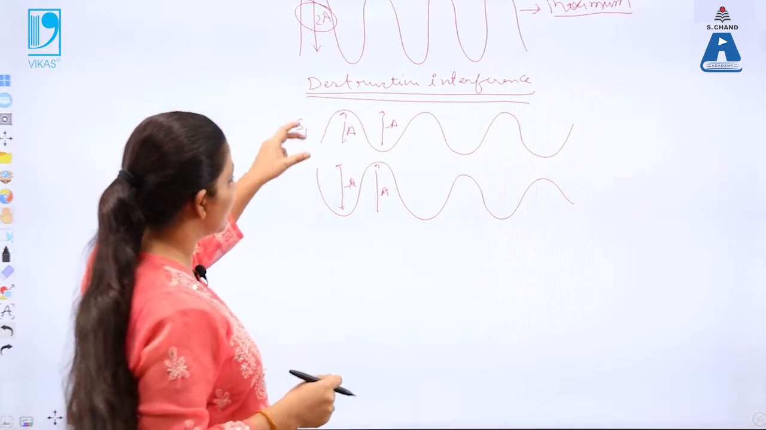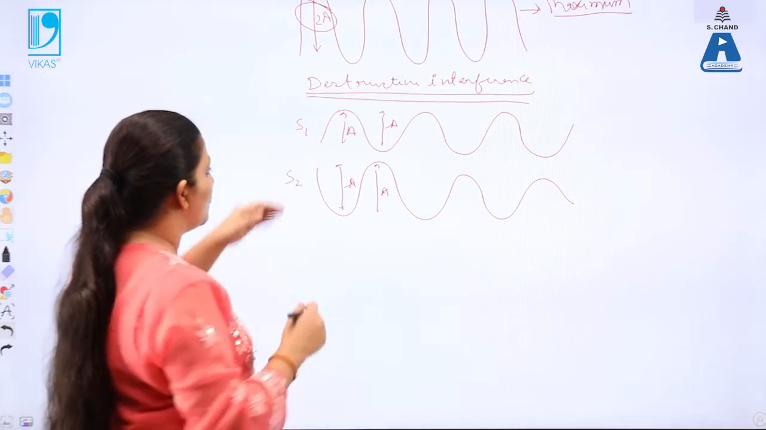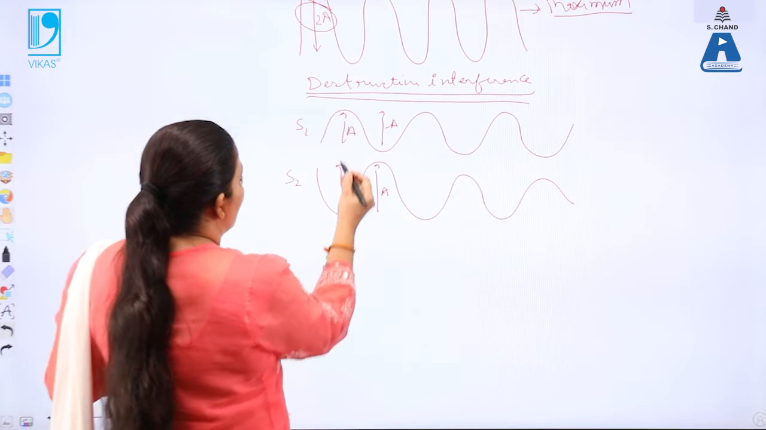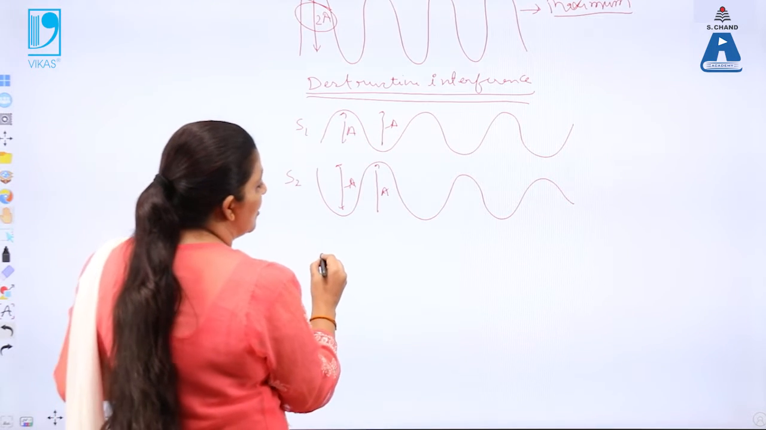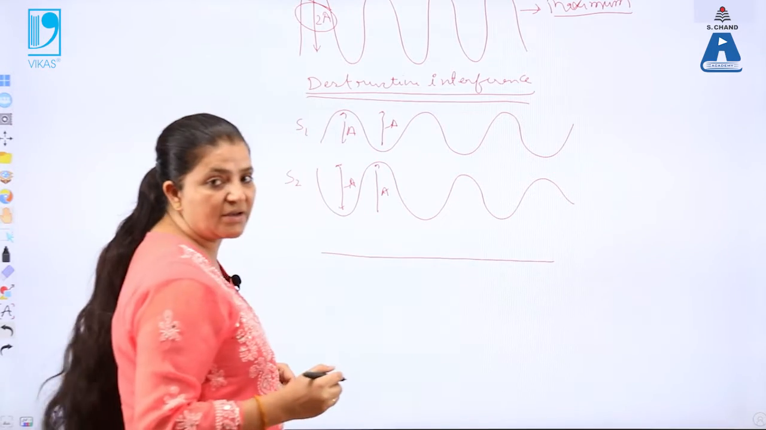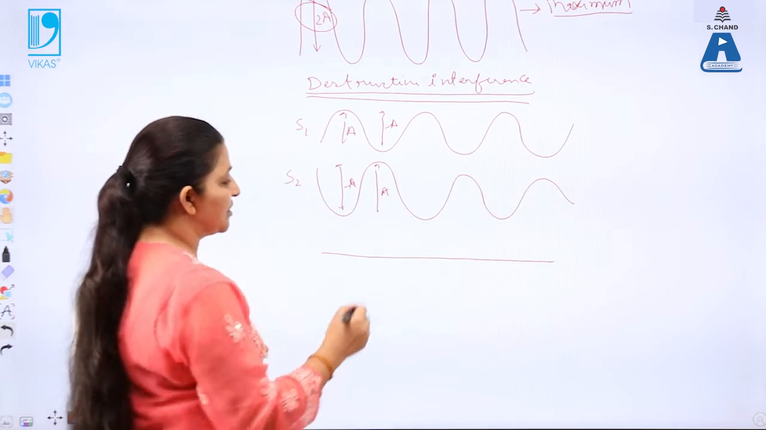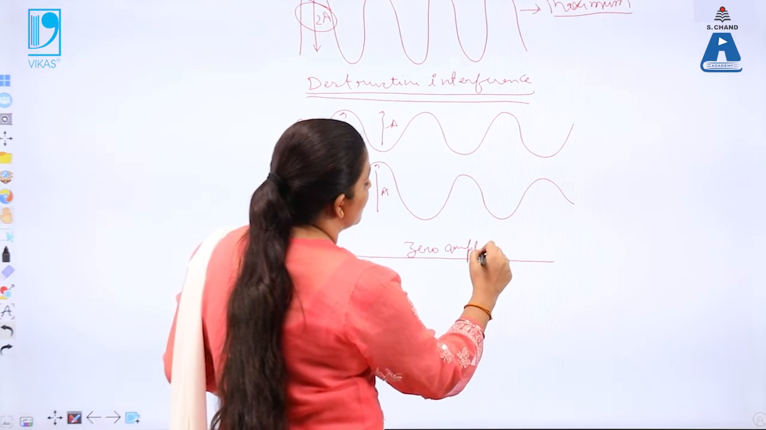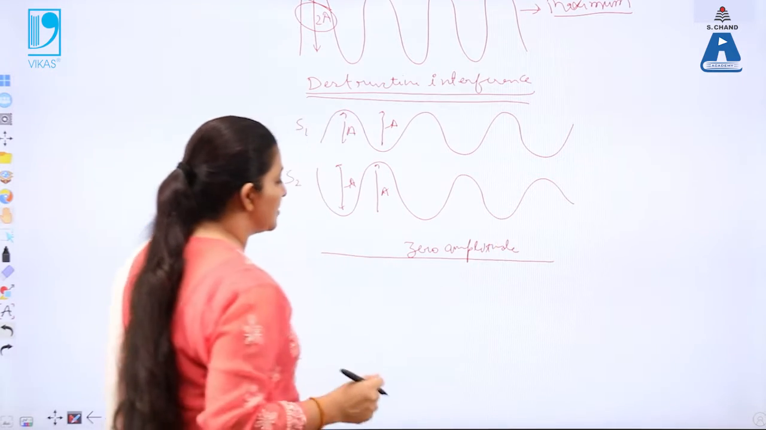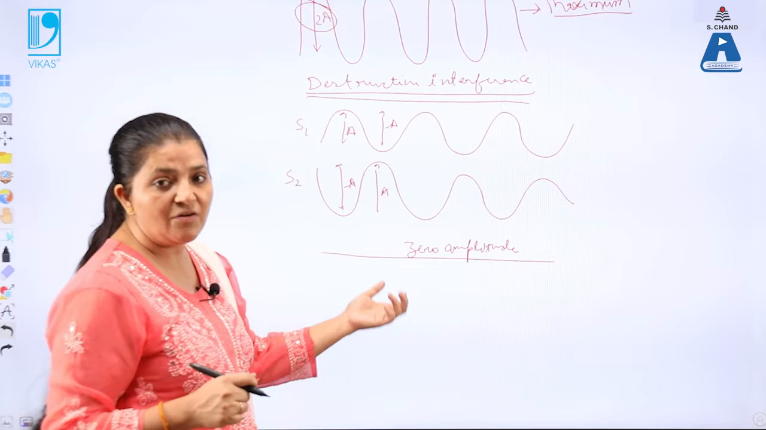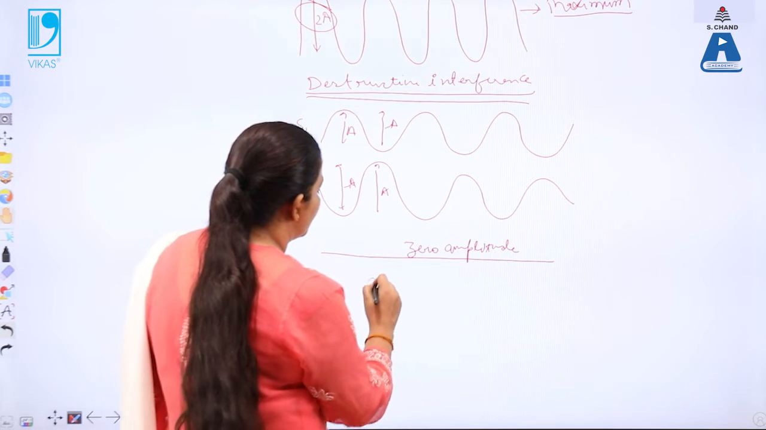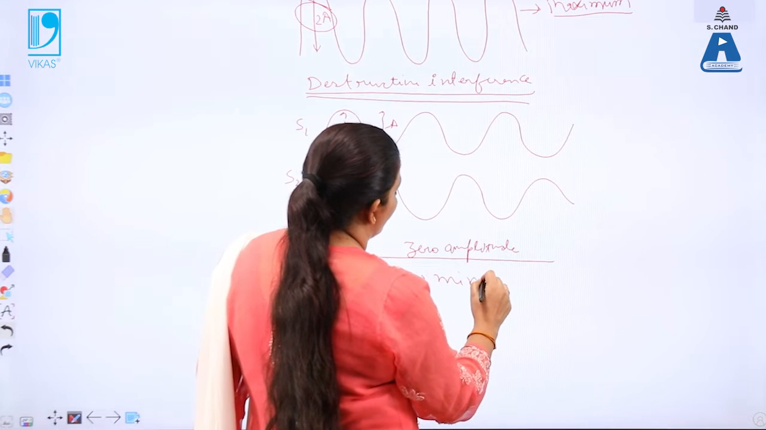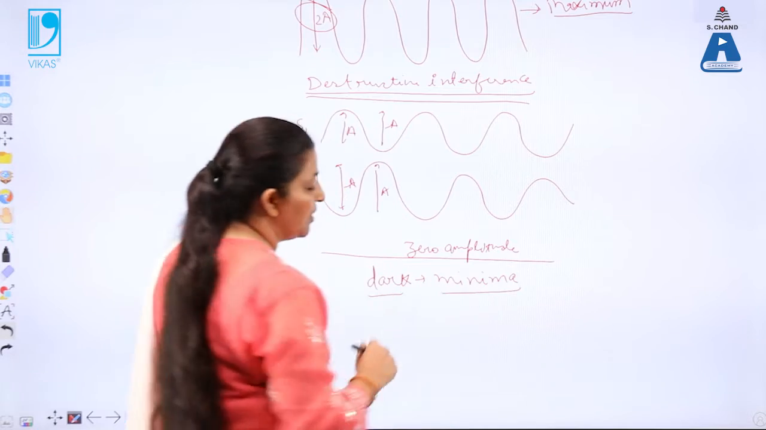Now when such a condition is there and they superimpose on each other, when you add up these two, the A and A will cancel out. So in the resultant we will get a wave with zero intensity and zero amplitude. This implies we are getting a wave with 0 amplitude, which means a dark fringe will be formed. So this is the condition of dark, or you can say minima, that will be formed on the screen.